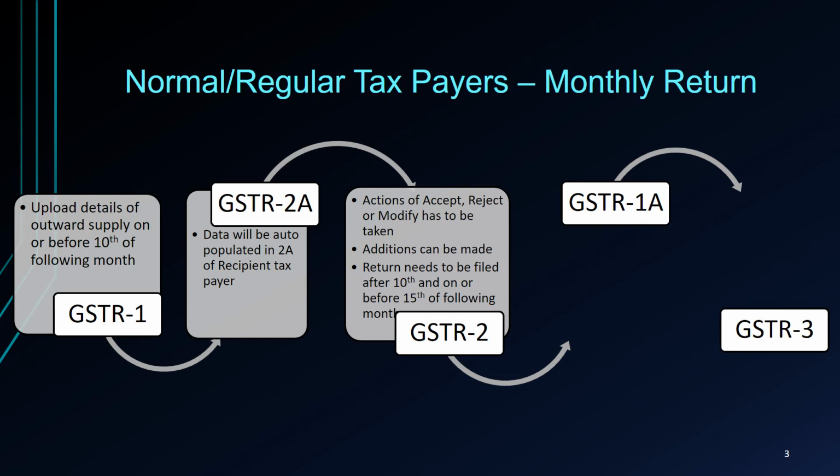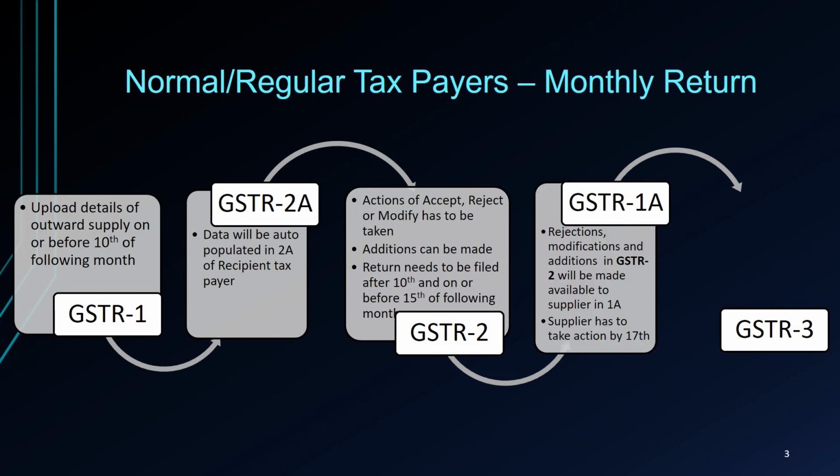Once you file your GSTR 2, this data would come and sit in GSTR 1A if you have made any changes, which means your supplier has given some information, and either you have added, rejected or made some changes. That relevant information would only go into 1A for the view of your supplier, and the supplier has to take the action by the 17th of the month.